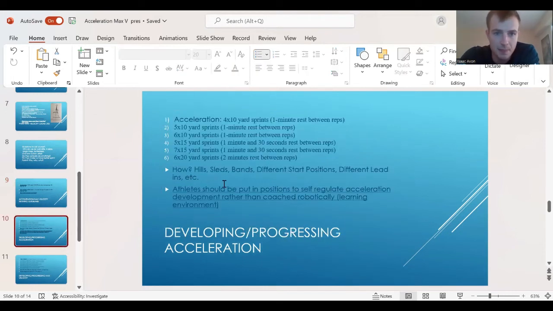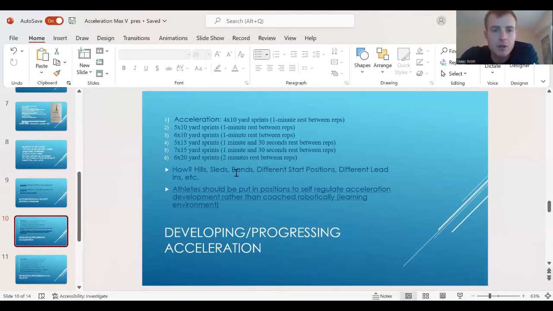Here's just kind of an example of acceleration development per week, maybe 2 sessions per week: 4 by 10 yard, 5 by 10 yard, 6 by 10 yard, 5 by 15, 7 by 15, 6 by 20. It's a slow burn. You don't want to go 2 weeks straight to 20 yards. If you're actually trying to work on form and trying to get them faster, you need to make sure you have that slow progression, slow burn.